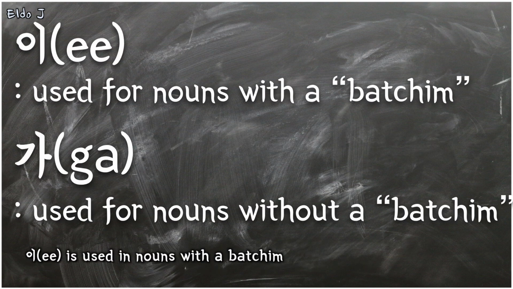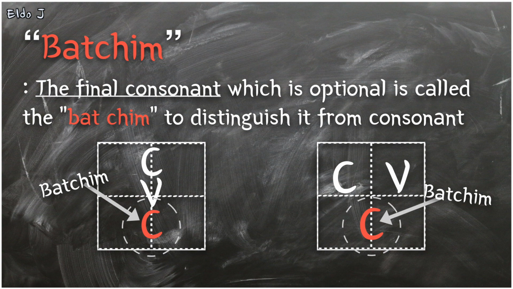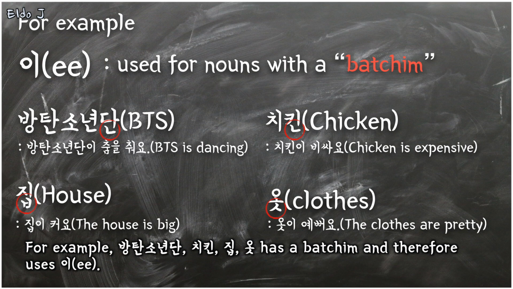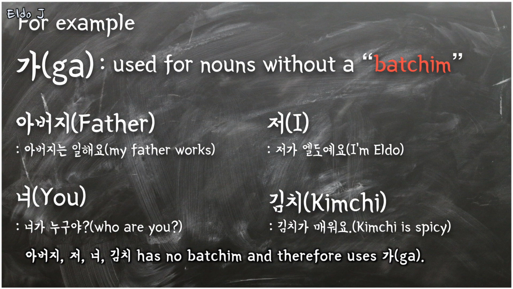이 is used with nouns with a 받침, and 가 is used with nouns without a 받침. For example, 방탄소년단, 치킨, 집, 옷 have a 받침 and therefore use 이. 아버지, 저, 너, 김치 have no 받침 and therefore use 가.